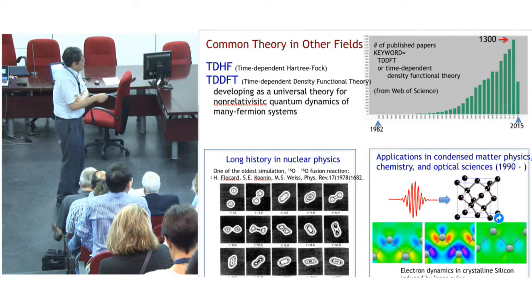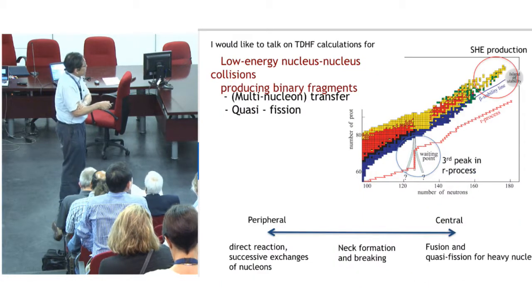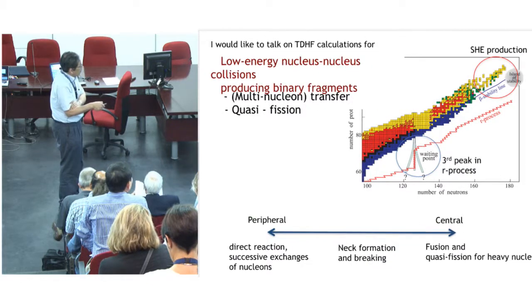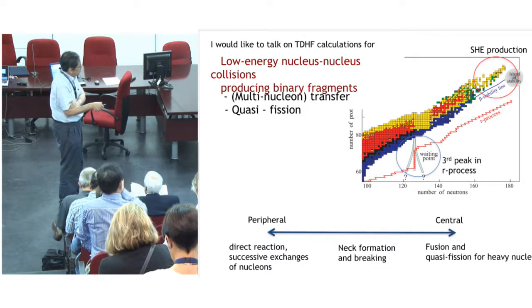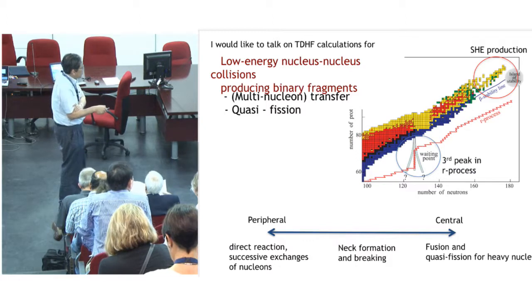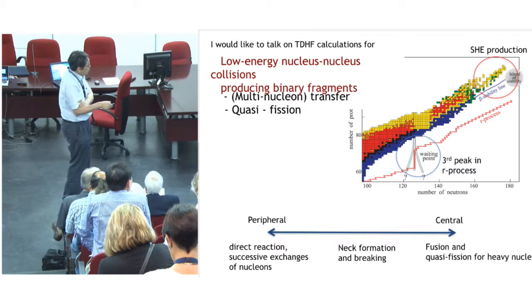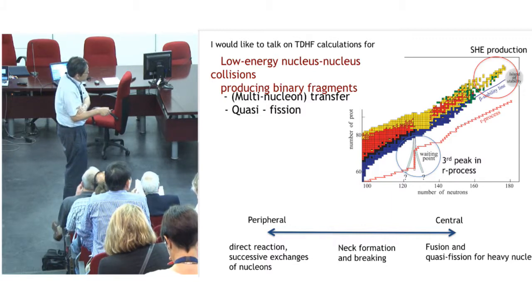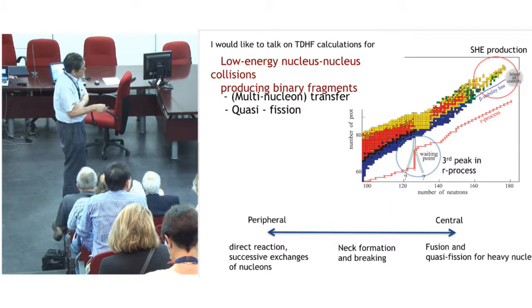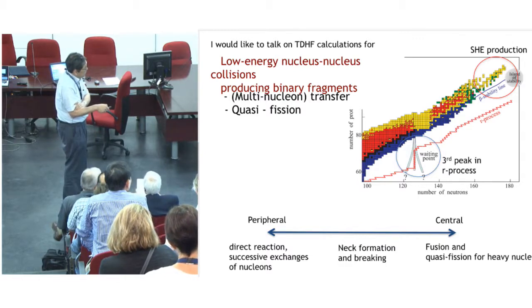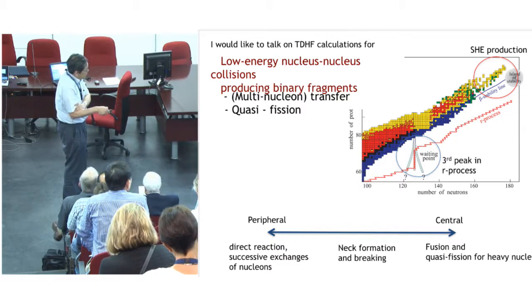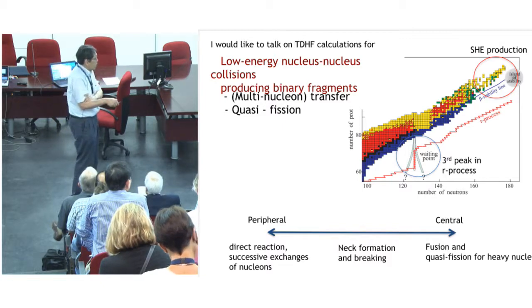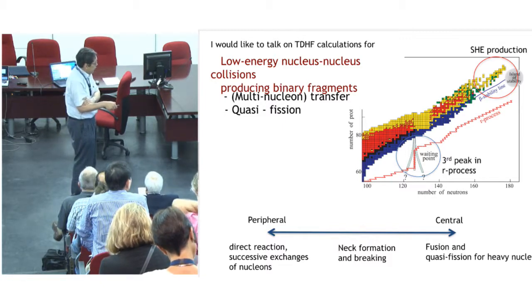Okay, today I'd like to talk on the application of this TDHF for low-energy nucleus-nucleus collision, producing binary fragments. That's the multi-nucleon transfer reaction and also quasi-fission reactions. These reactions are recently getting much interest, for example, to produce superheavy elements or some unstable nuclei related to the third peak of the r-process, that the production of such nuclei is difficult by other methods.